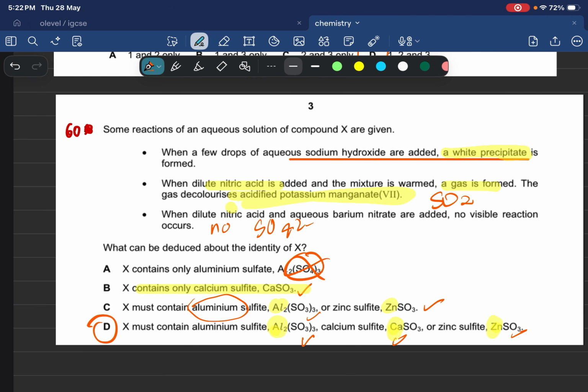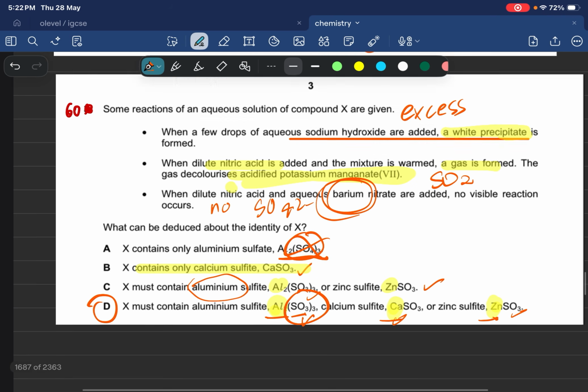We are not adding the sodium hydroxide in excess, and until we have added it in excess, we don't know if it's aluminum or calcium, because calcium is not going to dissolve in excess, but aluminum and zinc are going to dissolve in excess. So we've not added excess, so we don't know. So it's going to be option D. There can be this, there can be this, there can be this, we're not sure. And because we're producing a gas with the nitric acid, that's sulfur dioxide, there's going to be a sulfite in it. And there can't be a sulfate in it because we're getting nothing with the barium nitrate. Got it?